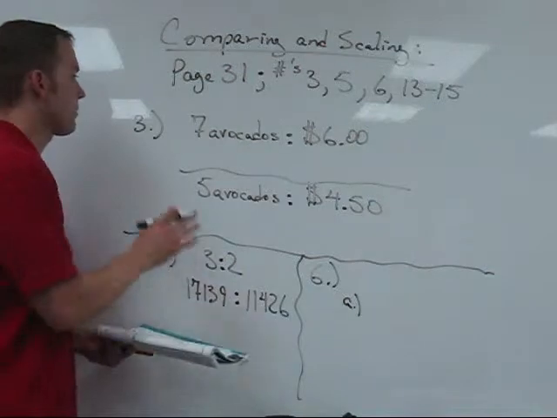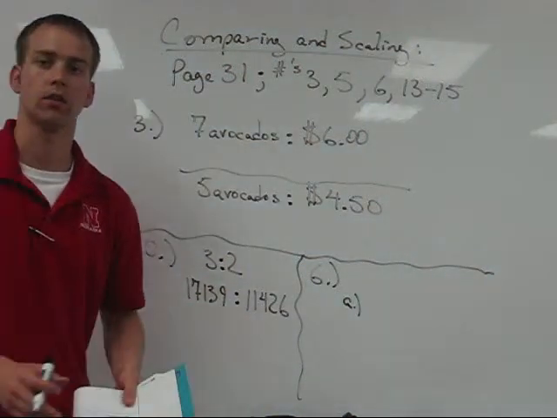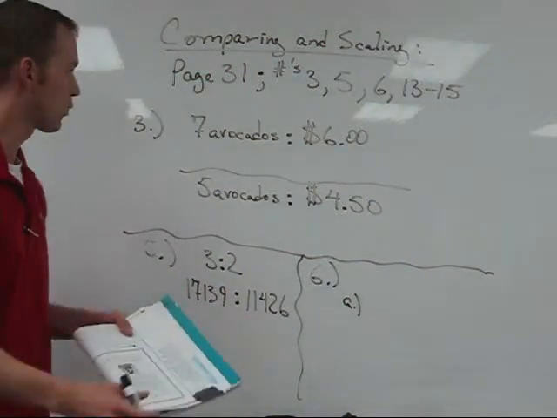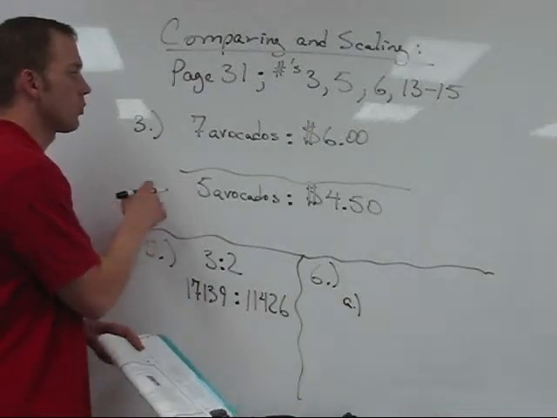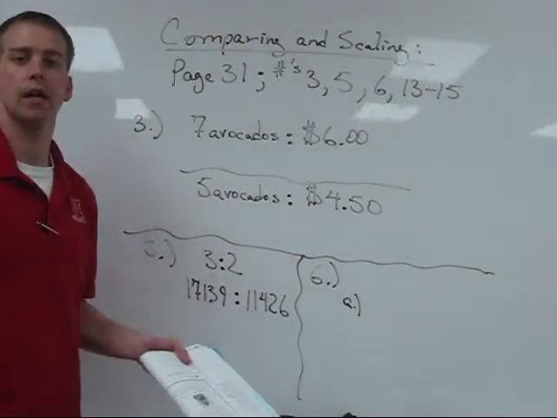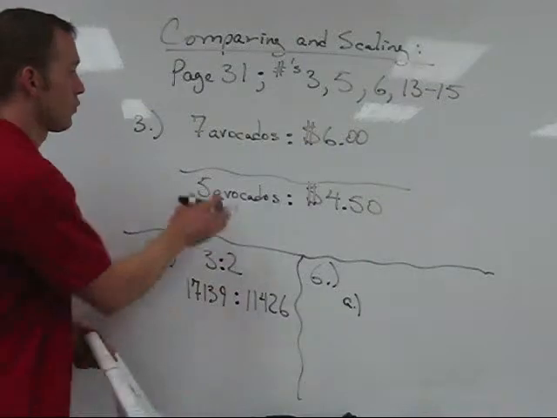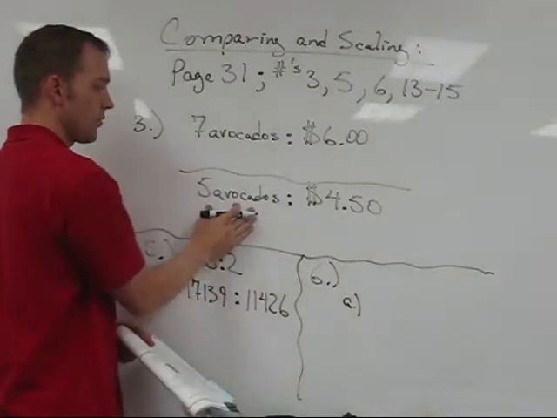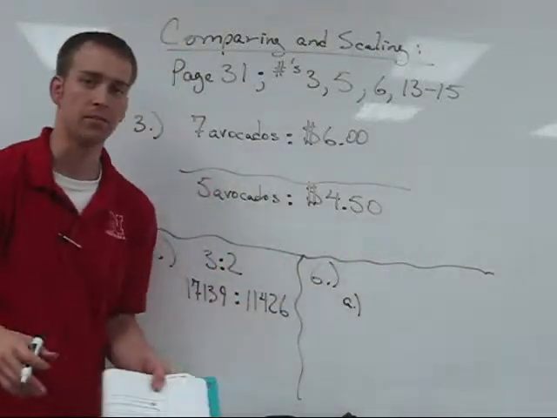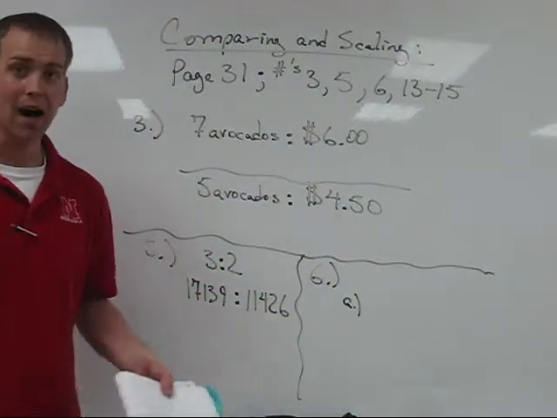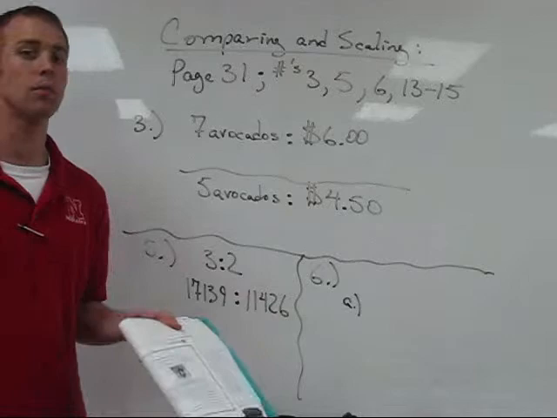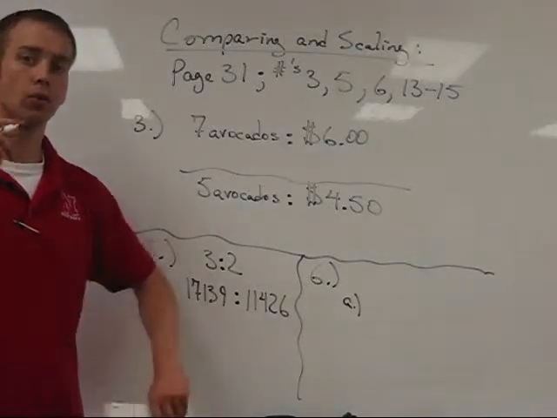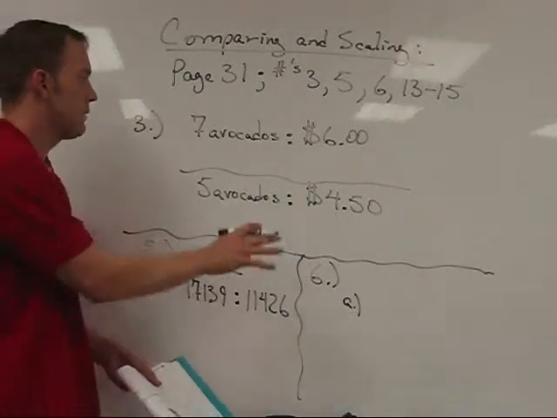Now after reading problem number 3, and I'm going to expect that you've done that on your own, what they're going to ask us is, if we're going to throw a party, which store should we go to get the better buy on some avocados? The real question here is this: if we're getting at one store 7 avocados for $6 and at the other store 5 avocados for $4.50, which is the better buy? It doesn't matter how many we buy. The question is, how much are we paying for one avocado in the whole scheme of things here?